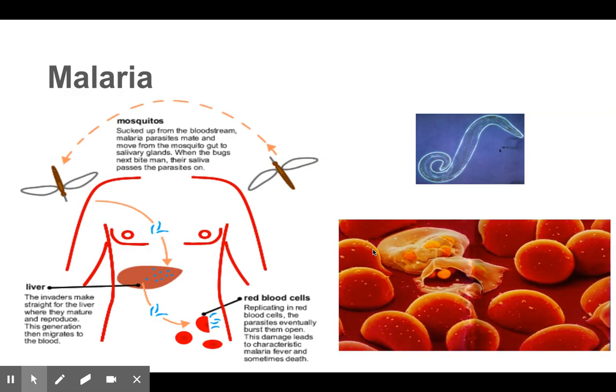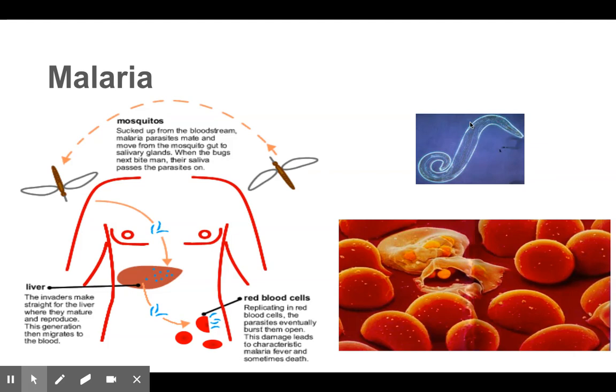All right. This disorder has to do with malaria. There's an advantage which is known as the heterozygous advantage, and it has to do with this little malarial parasite. If we look here, mosquitoes suck up the parasite from the bloodstream. Malaria parasites mate and move from the mosquito's gut to the salivary glands. When the bugs bite man, their saliva passes the parasites on.